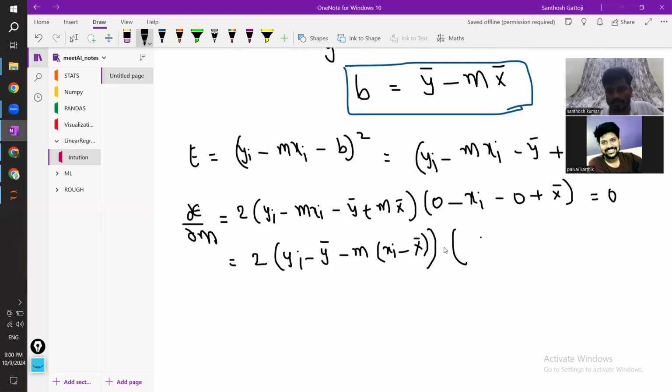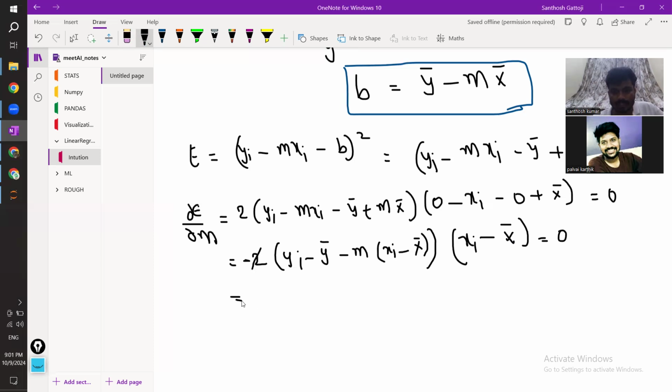If you take minus common, and I am multiplying that, this will become minus 2. Minus 2. And I am just removing this, into xi minus x bar, equal to 0. Okay, equal to 0. And you can just remove this.